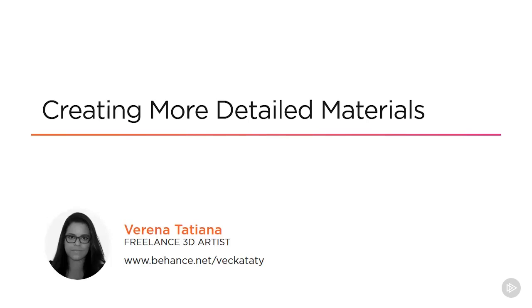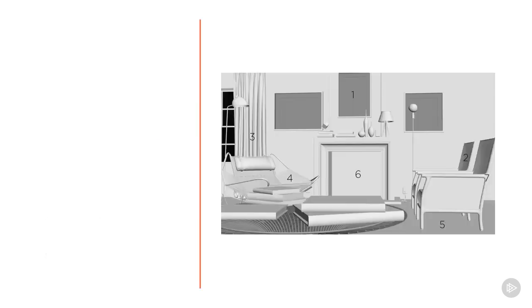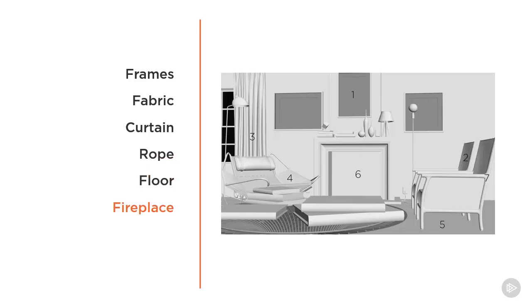In this module, we are going to focus our attention on the creation process of the more detailed materials. So let's take a look at that. These are the materials that we are going to build in the following order. We are going to start with the frames, then move on to some basic fabric, then the curtain, rope, the floor, the fireplace, and some wood.